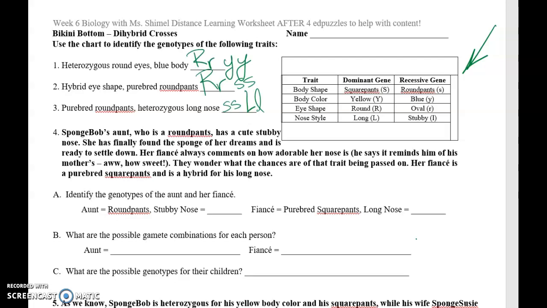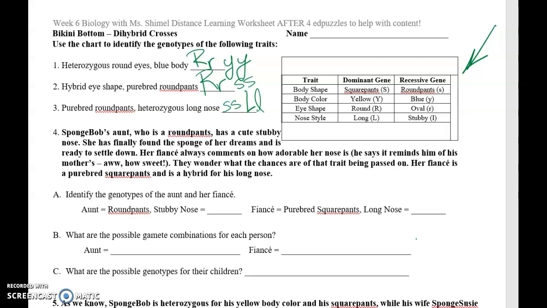For number 1, you're heterozygous for round nose, so capital R, lowercase r, and a blue body is recessive, so that has to be written as little y, little y. Hybrid eye shape for number 2 has to be capital R, lowercase r, just like number 1, but round pants this time is the recessive trait. Square pants is dominant, that would be a capital S. In this case, you can only be purebred for round pants if you literally are recessive round pants. So number 2 is big R, small r, little s, little s.